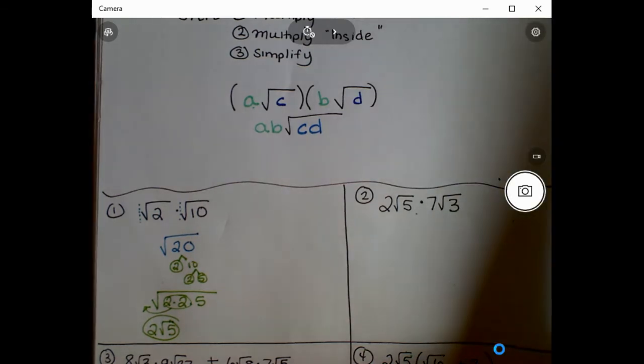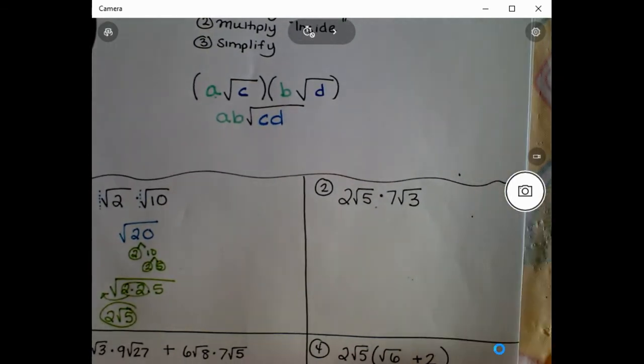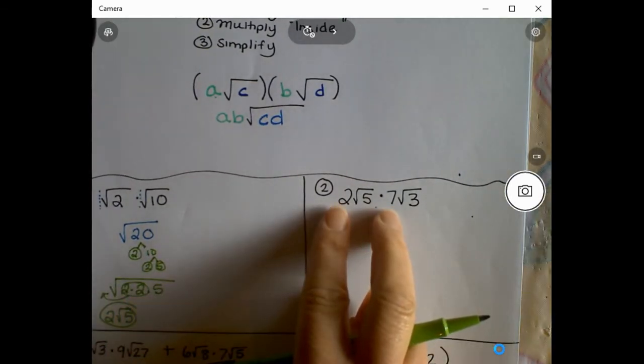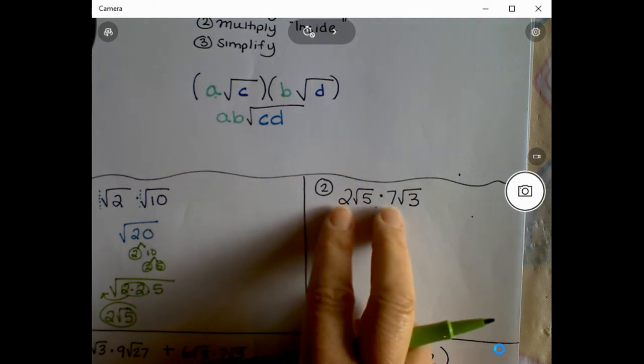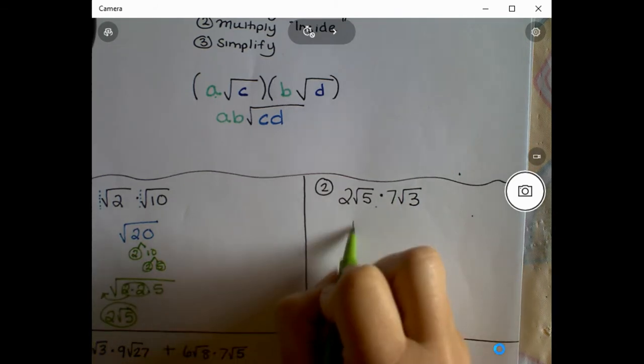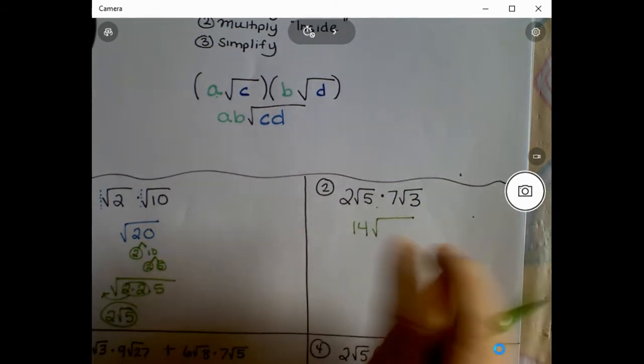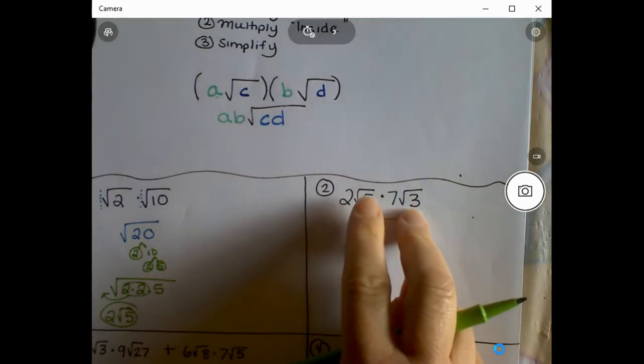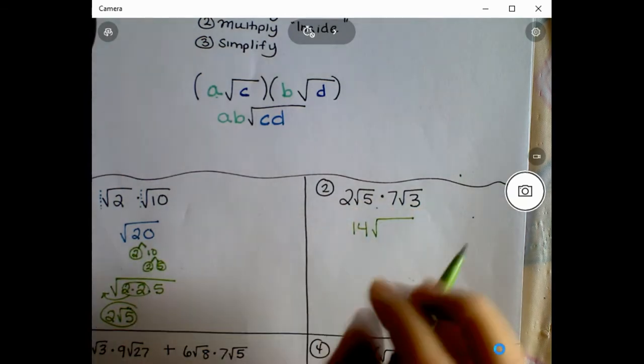Let's look at number 2. Number 2 actually has numbers on the outside. So we're going to start with that. We need to multiply the numbers on the outside. 2 times 7 is 14. We're going to multiply the numbers under the radical. 5 times 3 is 15.